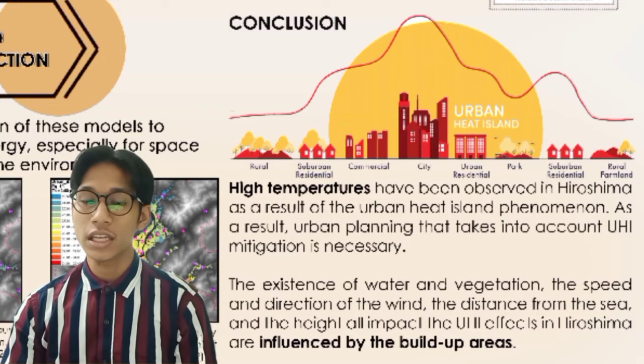For the conclusion of this case study, high temperatures have been observed in Hiroshima as a result of the urban heat island phenomenon. The existence of water and vegetation, the speed and direction of the wind, the distance from the sea, and the height all impact the urban heat island effects in Hiroshima, which are influenced by the built-up areas.